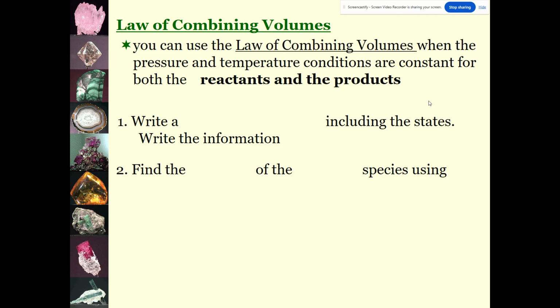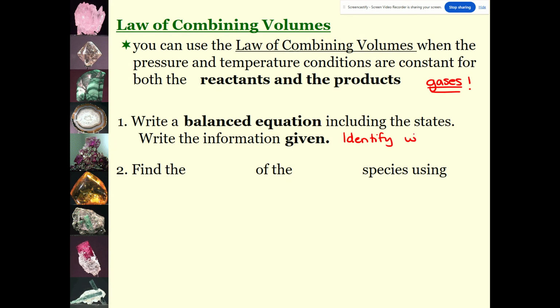Okay, so it only applies to gases. That's the key here. If it doesn't mention temperature and pressure, we're going to assume that it means that they are at a constant value. So what you're going to do is, actually there's only 2 steps in these calculations. Again, starting with a balanced equation, write your information given, identify your wanted and given, but then you don't have to convert it into moles. You can actually apply the wanted over given values directly to the volume, okay?